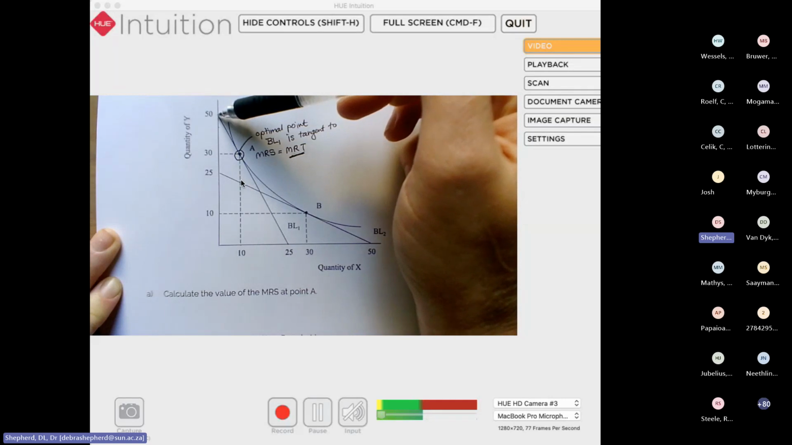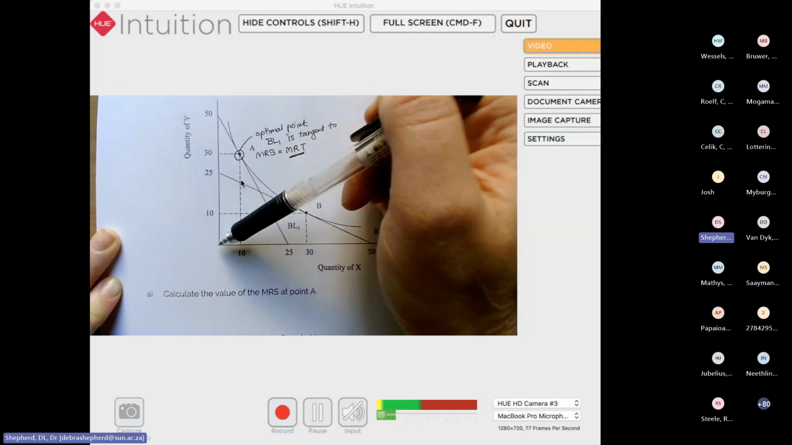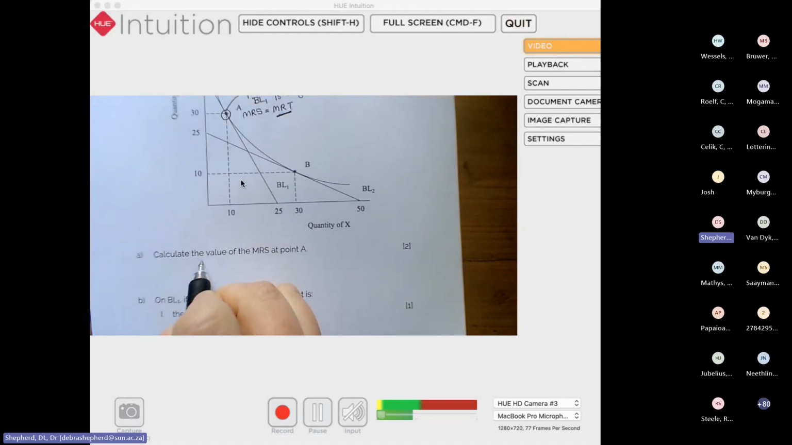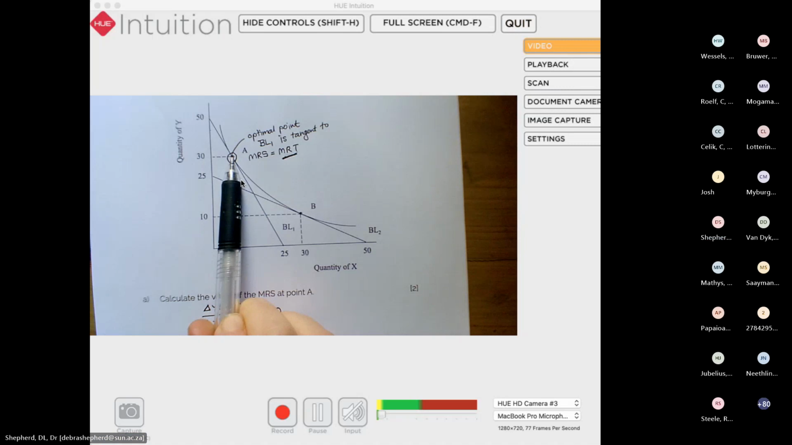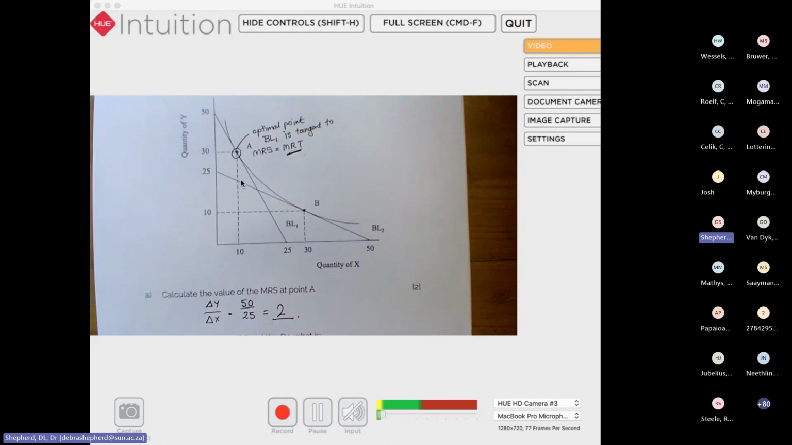The slope of this line is going to be rise over run. So it's going to be change in Y over change in X, which is 50 over 25, which is 2. Okay, so the marginal rate of substitution at point A is 2, because I know that the MRT is 2, using the slope of this budget line BL1.